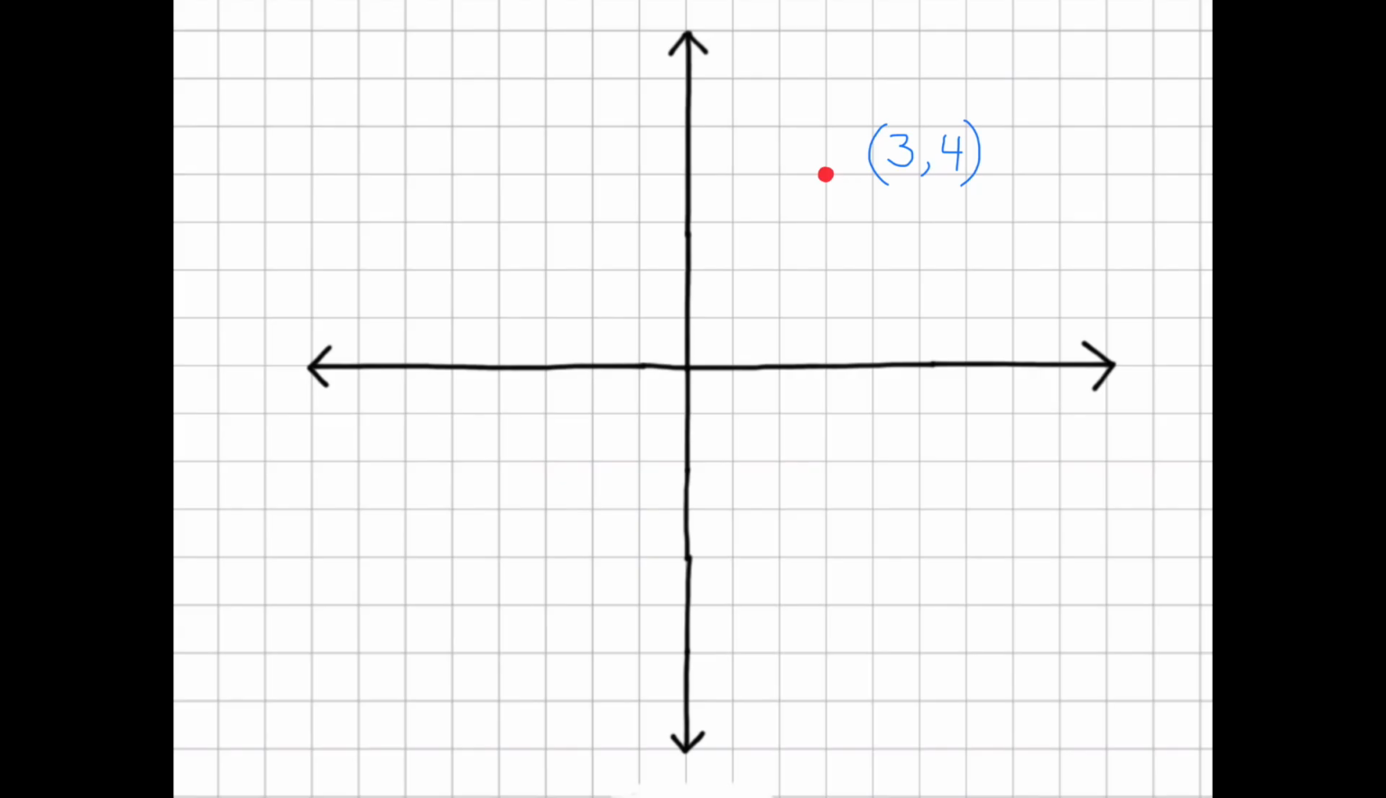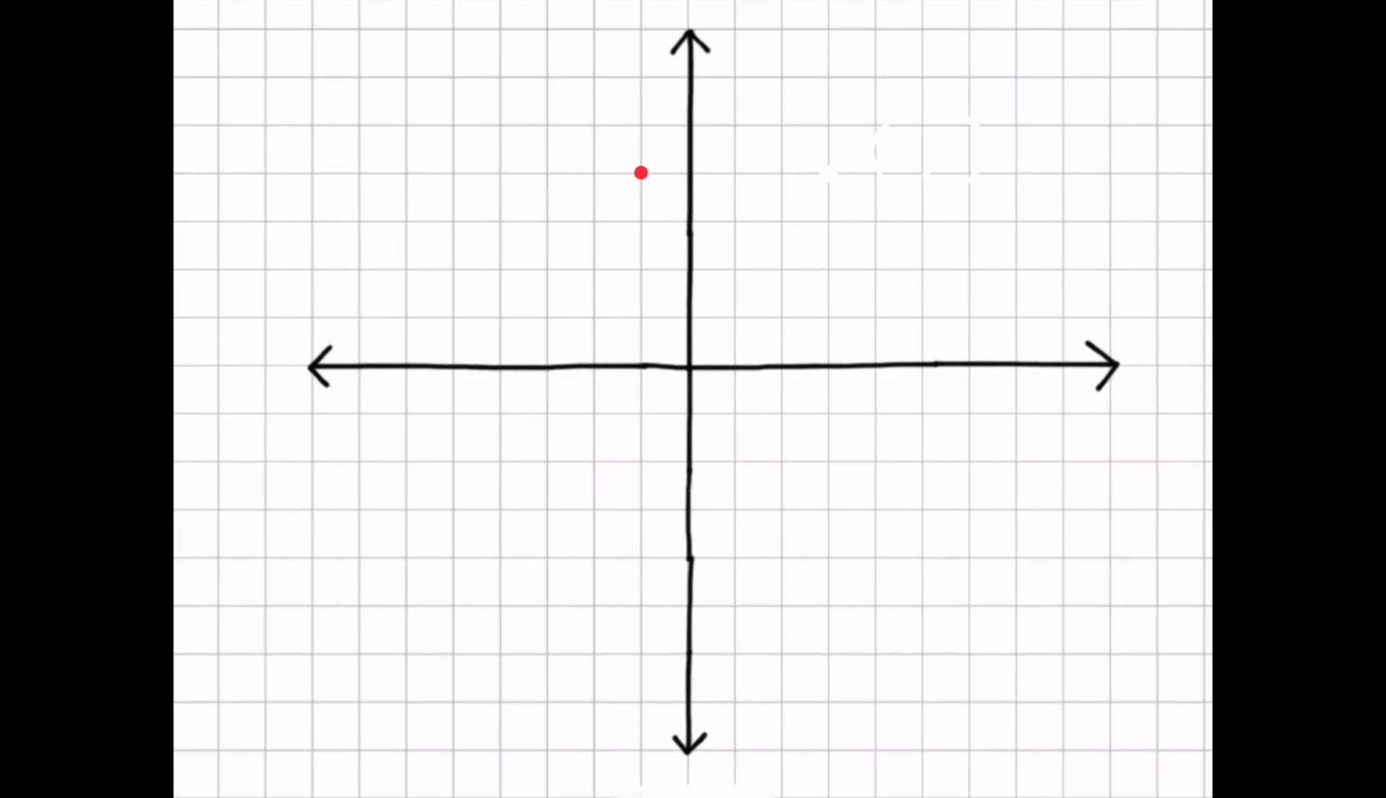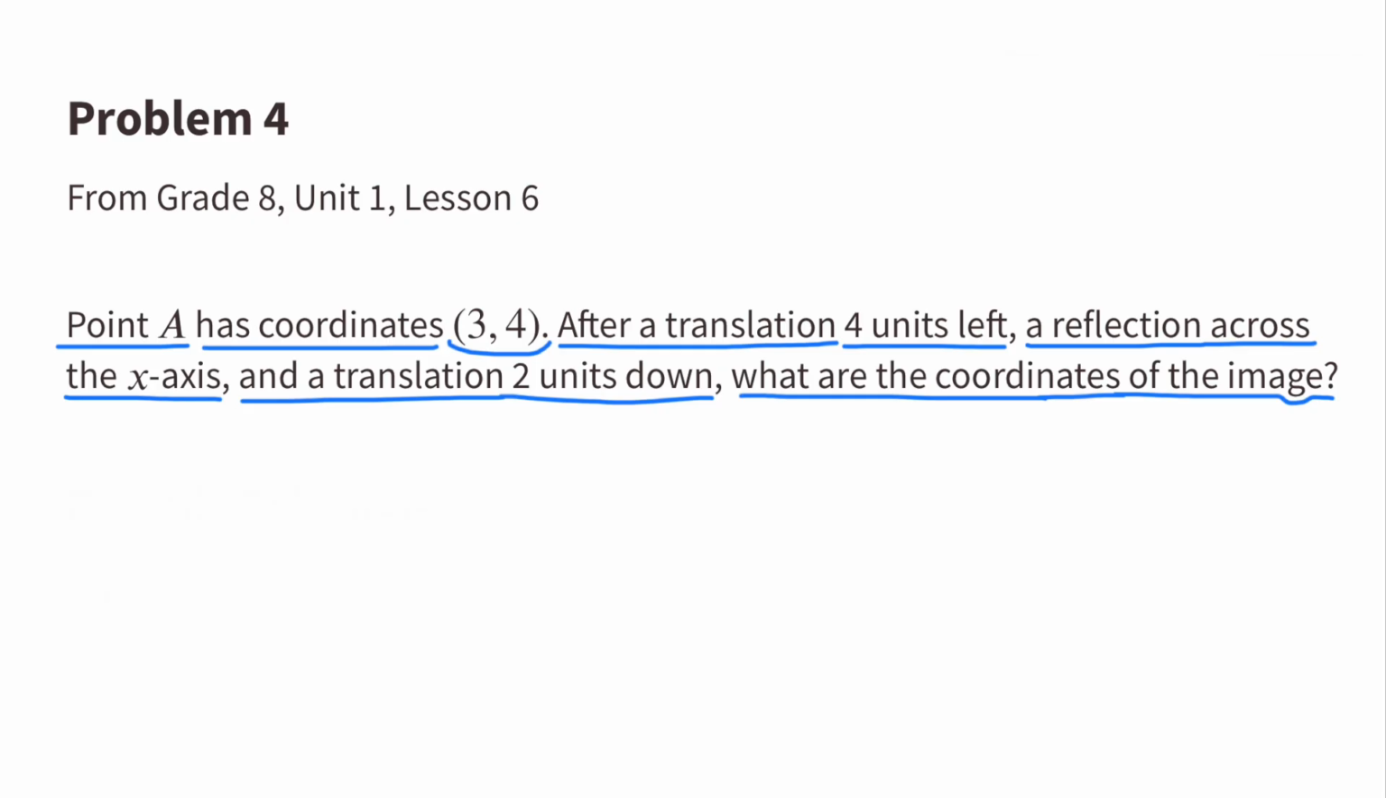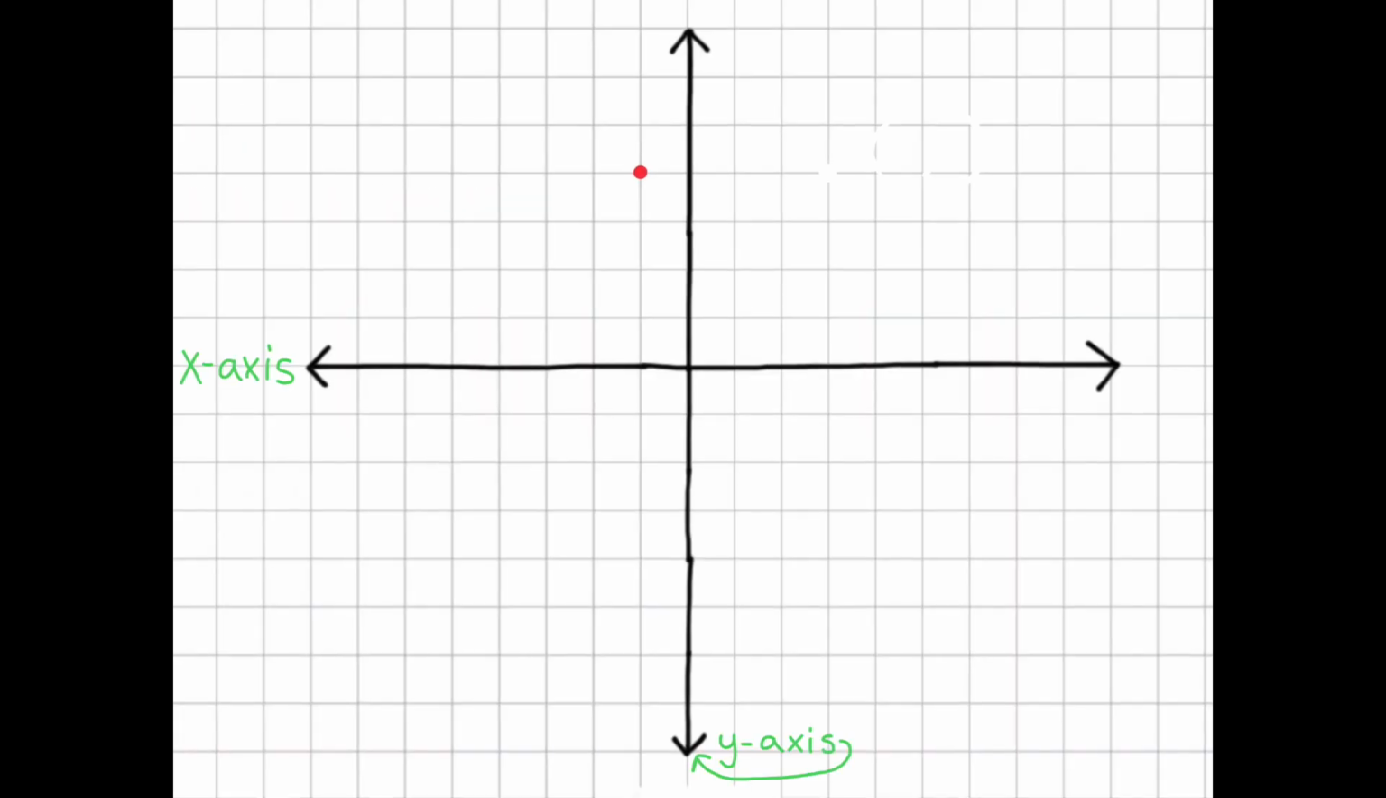That means I need to move this point 4 units to the left. There's the new location of the point. Next, they asked to do a reflection across the x-axis. The x-axis is the horizontal axis. It runs left and right. The y-axis is the vertical axis. It runs up and down.